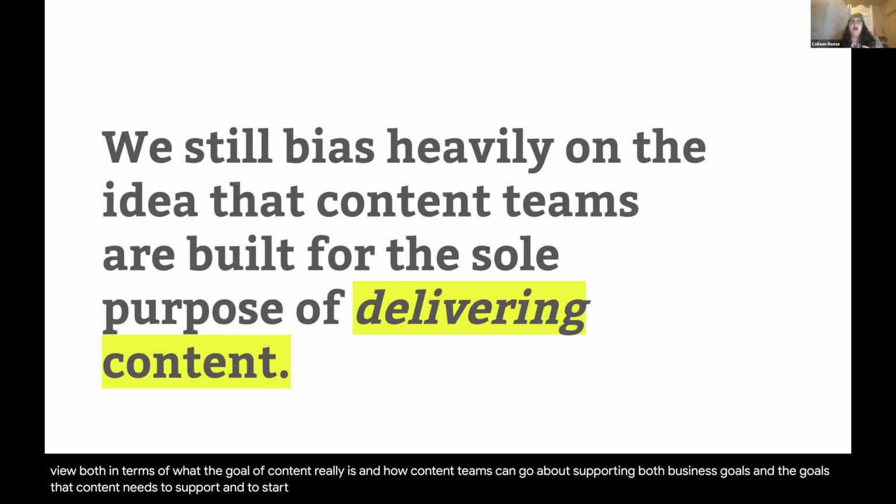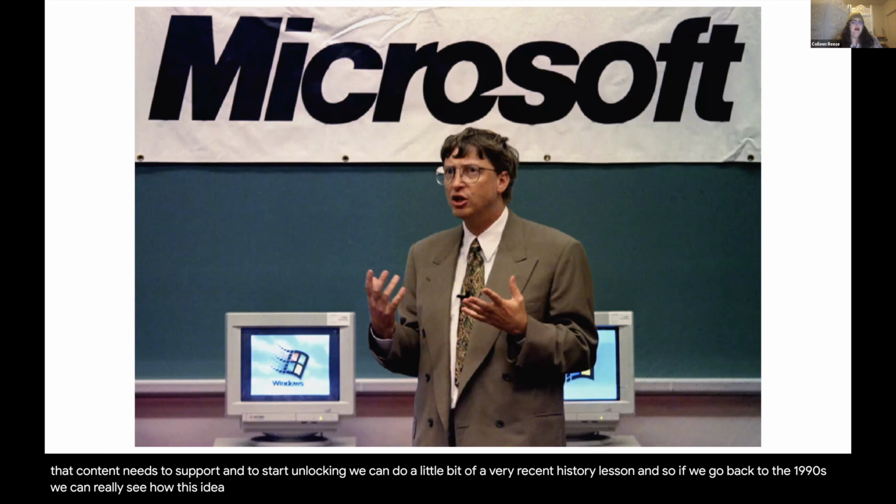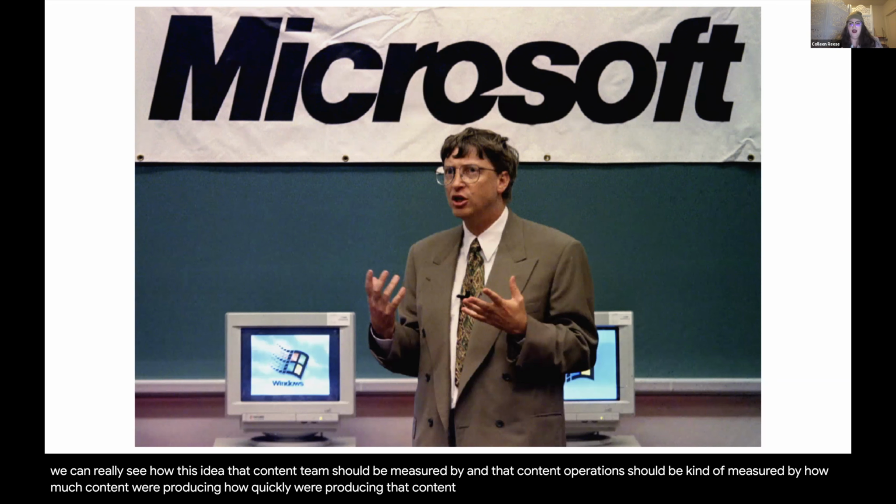And to start unlocking how this bias formed, we can do a little bit of a very recent history lesson. If we go back to the 1990s, we can really see how this idea that content teams, and content operations, should be measured by how much content we're producing, how quickly we're producing it, and the manner in which it gets published.